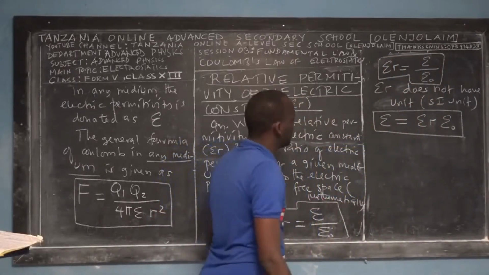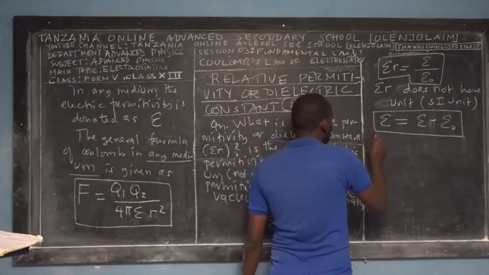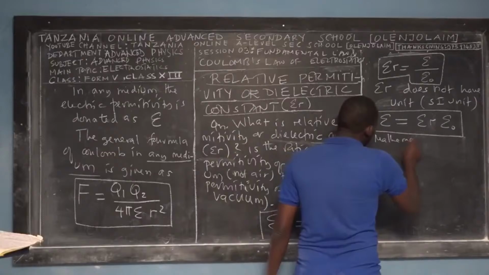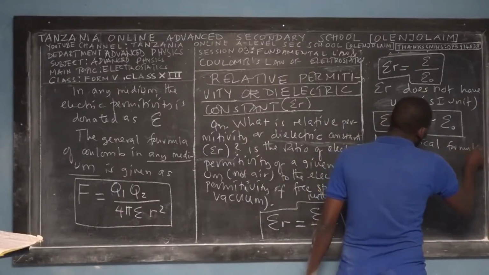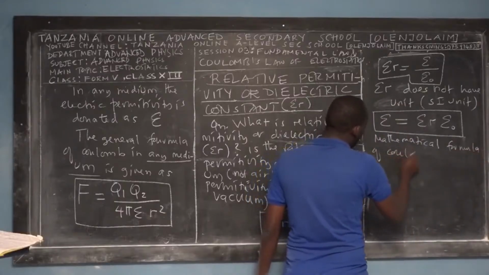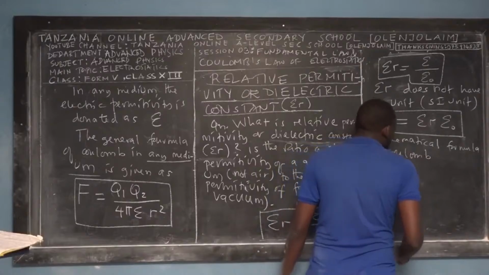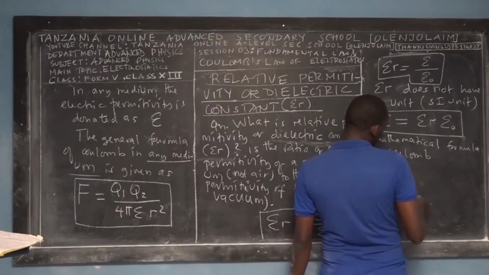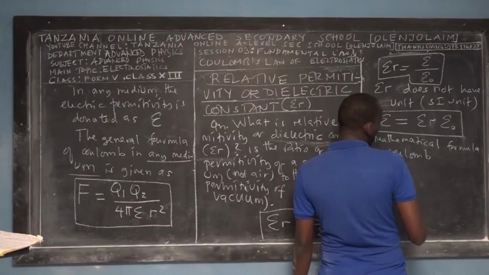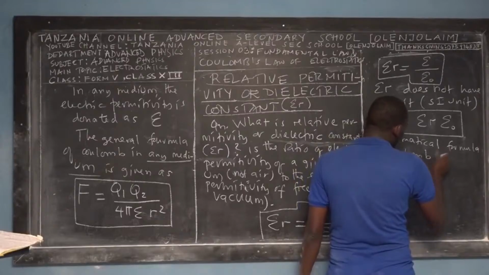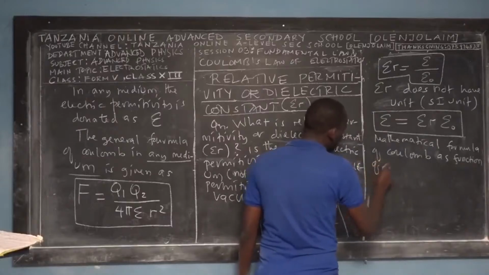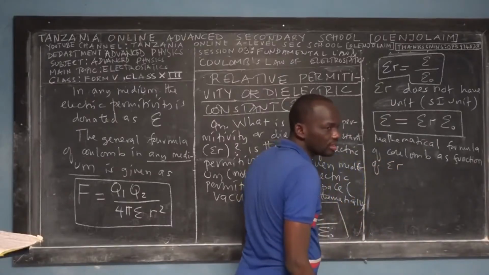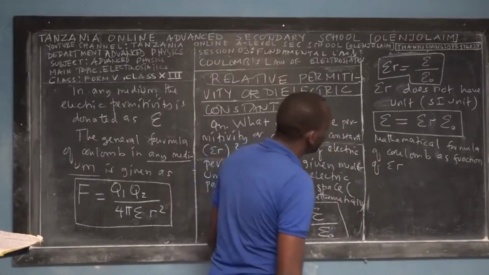So now we can say that you can express the mathematical formula of Coulomb, the mathematical formula of Coulomb, as a function of the relative permittivity, right?